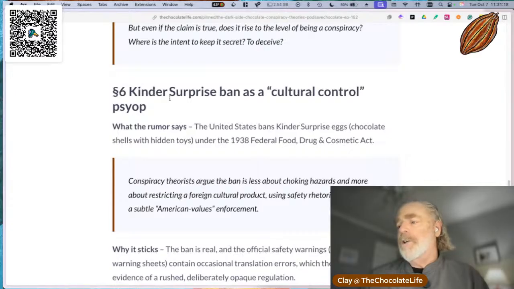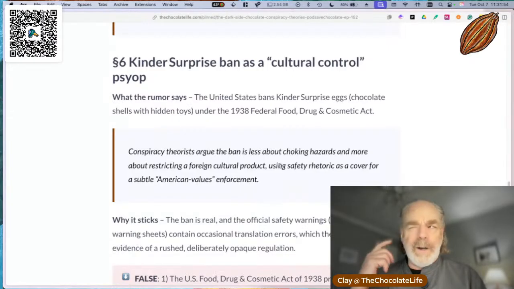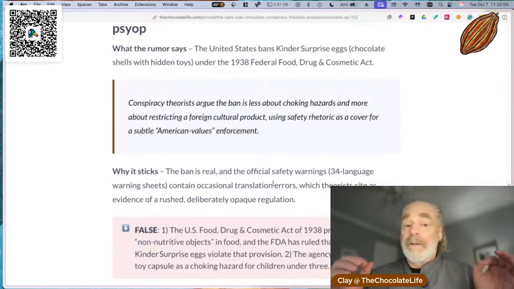So the next conspiracy theory is Kinder Surprise ban was a cultural control psyop, right? The United States bans Kinder Surprise eggs, which are hollow chocolate eggs that have little tiny toys inside them, under the 1938 Federal Food, Drug, and Cosmetic Act, right? What conspiracy theorists argue is that the ban is less about choking hazards and more about restricting a foreign cultural product, using safety rhetoric as a cover for a subtle American values enforcement. So I don't know in what year that was done. I'm going to update this so I know what year it's done. And so I might be able to time it with some other things that are going on culturally here in the US. But having said that, number one, there's an actual ban.